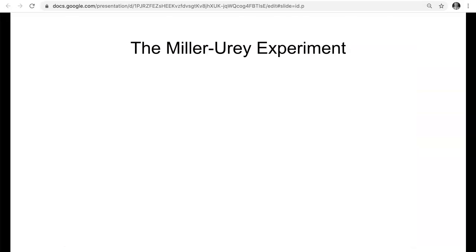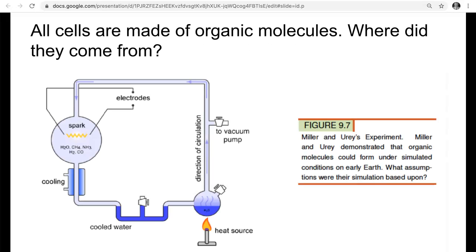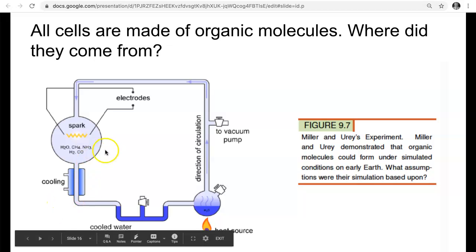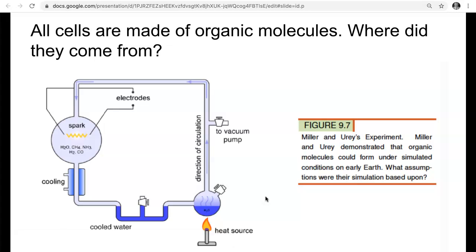A very important experiment that we'd like to tell you about is called the Miller-Urey Experiment. And in the Miller-Urey Experiment, this was the setup. They were trying to simulate what the Earth was like just as living cells began to show up in the fossil record. That was a long time ago. It was almost 4 billion years ago.